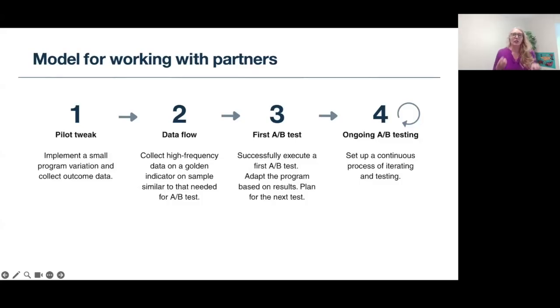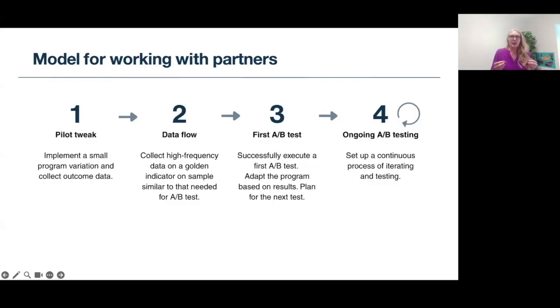Step 2 is really about ensuring that your M&E system is A/B test ready, so strengthening your data collection system. We call this data flow, because the data collection you're using for your standard M&E practice should also be used for your A/B testing. You're not thinking about a separate data collection exercise. This is ongoing routine monitoring data that you're using for A/B testing.